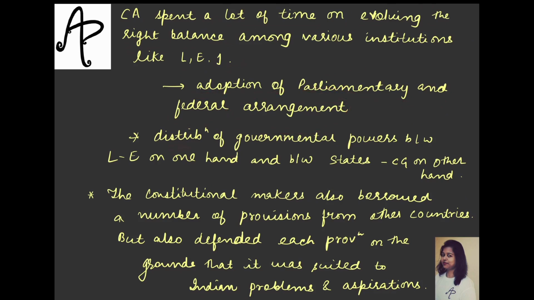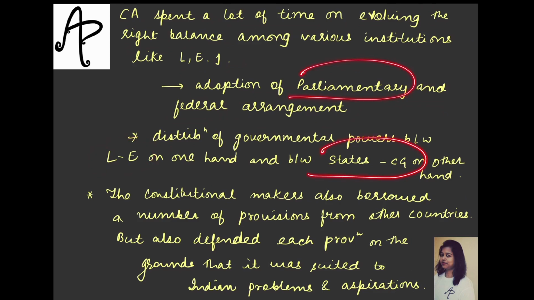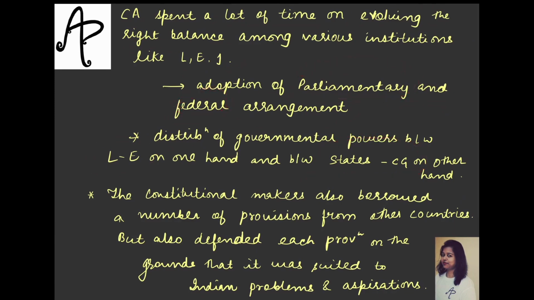Also, the distribution of governmental power happened between legislature and executive on one hand in the parliamentary system, and between the center and the state government in the federal system. The constitutional makers also borrowed a number of provisions from other countries. They did not hesitate. Whatever good things they found in the constitutions of other countries, they borrowed. So we will have a section on the sources of the constitution also, on what was borrowed from where and what we learned.